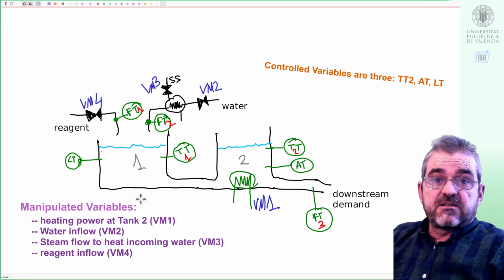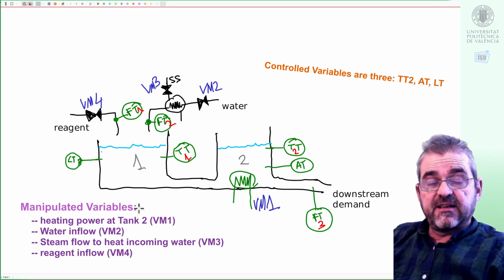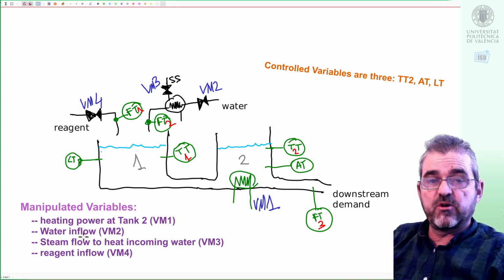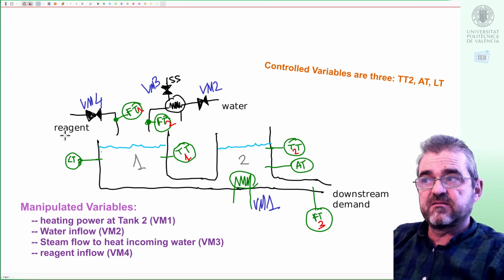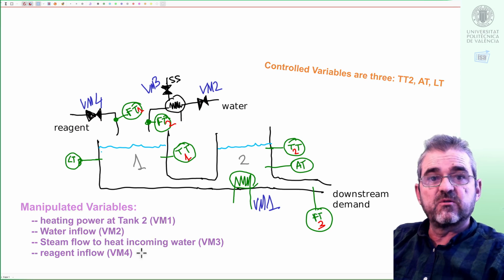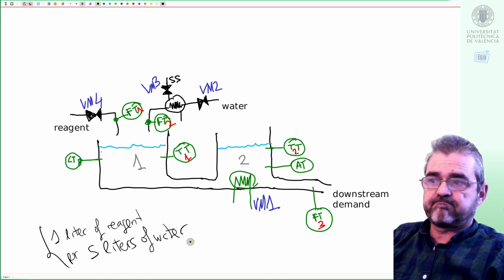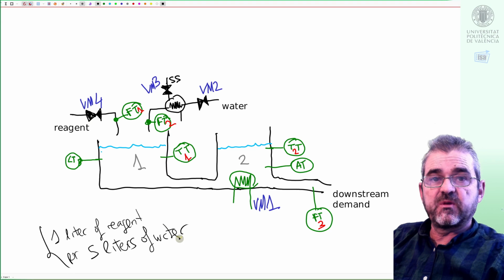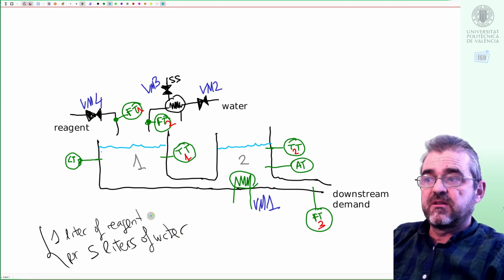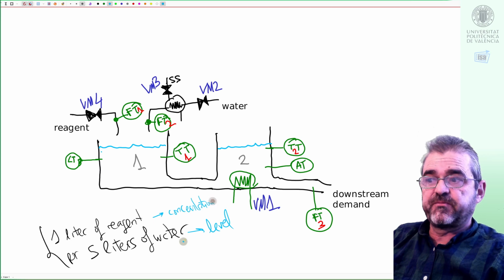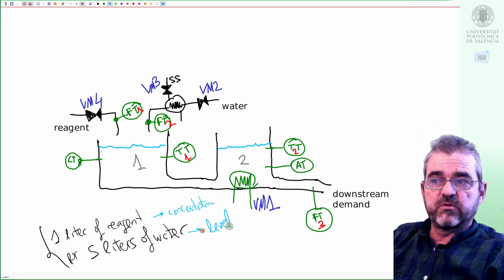So let us discuss temperature, level and concentration control. In order to get some common sense assessment on what to do, we will assume that the nominal ratio between reagent flow and water flow, let's say, is 1 to 5. 1 liter of reagent per 5 liters of water. Why am I saying that? Well, because basically this will mean that the flows will be used in the case of the reagent to control concentration, and in the case of the solvent water to control level.